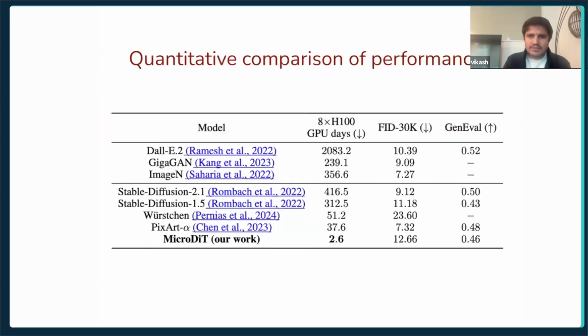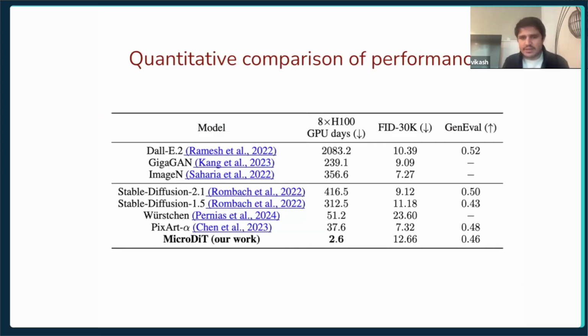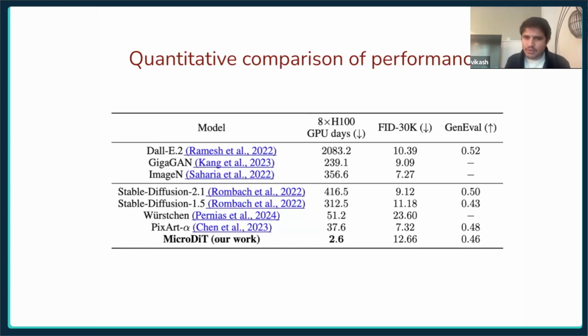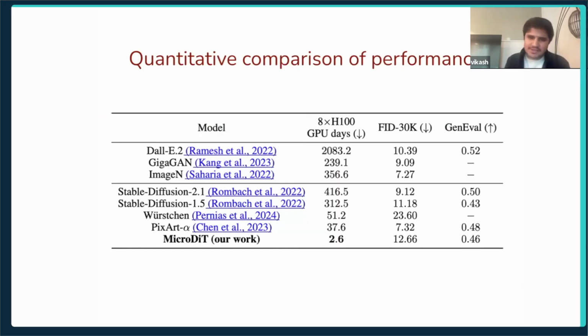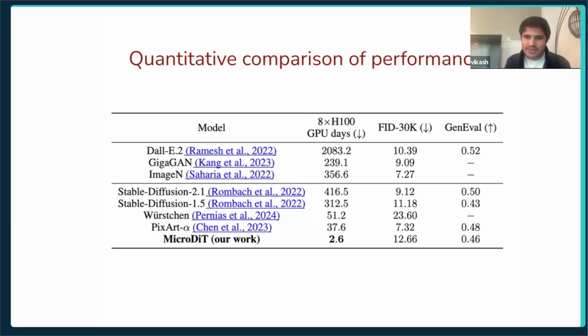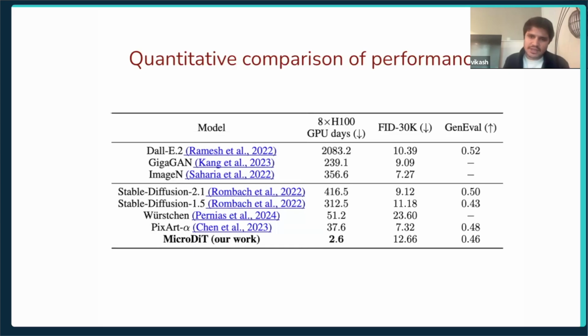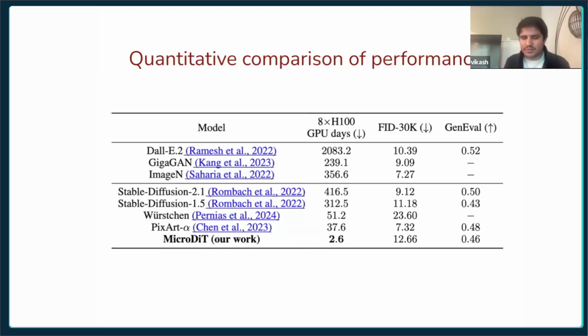Finally, just to quantitatively compare our model, which again has roughly 14 to 15 times lower computational cost than previous state of the art, it does achieve an FID score that is competitive. It does not outperform SD 1.5 and SD 2.1 in terms of FID, but it outperforms SD 1.5 in terms of the GenEval score. GenEval and FID are two common metrics currently used to test model image generation quality and also prompt adherence.